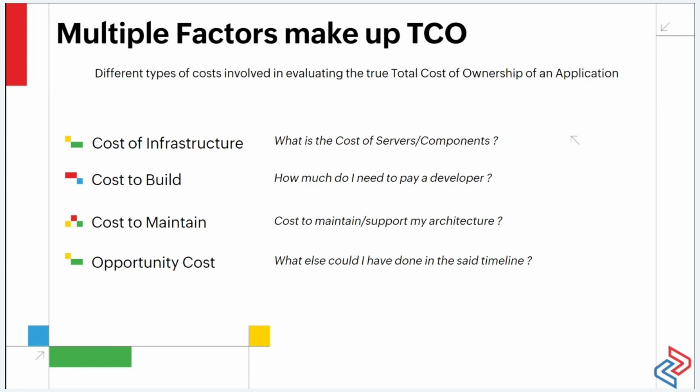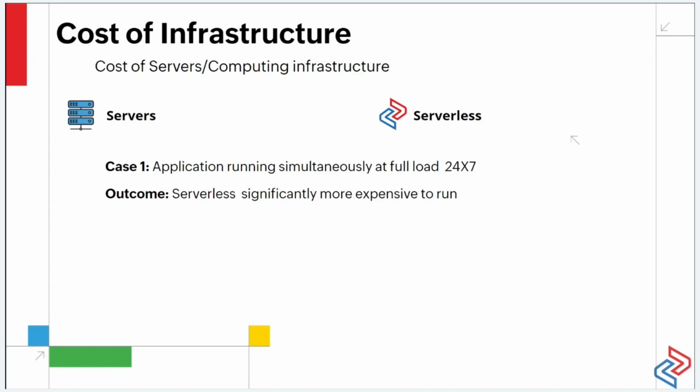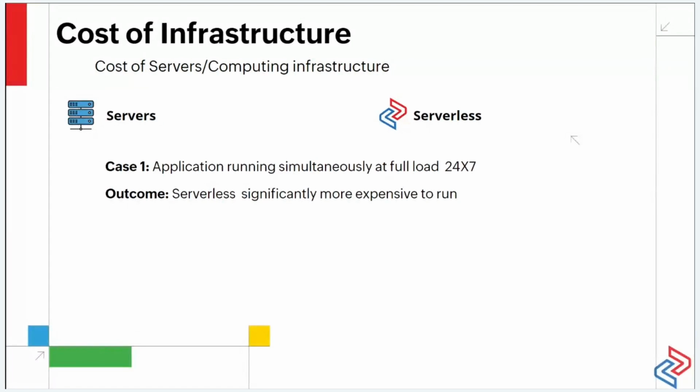So let's take a look at all of these costs one by one. Let's look at the cost of infrastructure. Here what we're looking at is primarily the cost of servers or the computing infrastructure, or, comparing it with a serverless platform, what is the kind of usage fee that you're getting. Now let's take a look at the server full versus serverless comparison on cost of infrastructure in 2 different cases. In case 1, you have a particular application that's running simultaneously at full load 24/7. So there is no idle time, so to speak, in a server full instance.